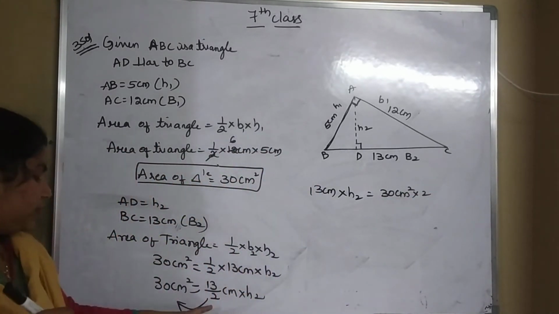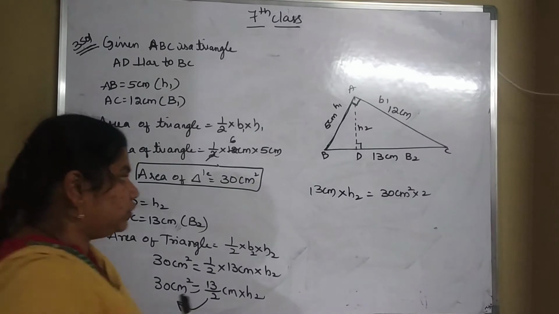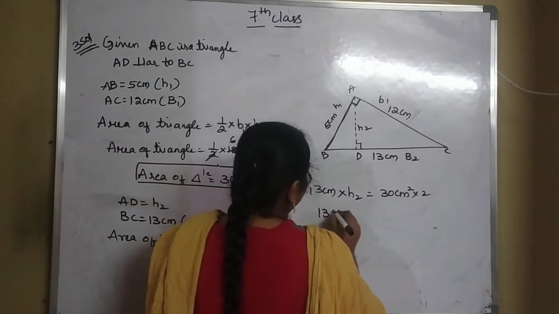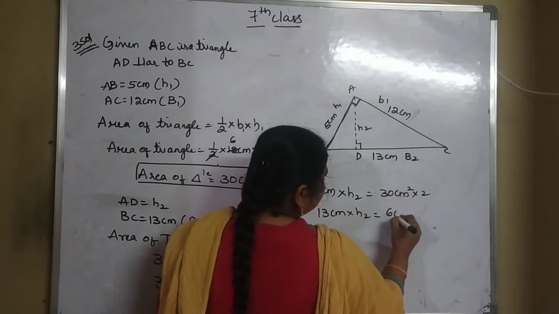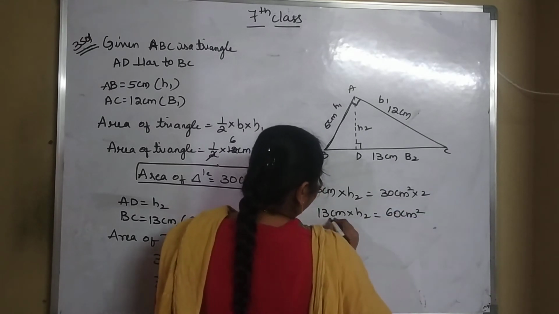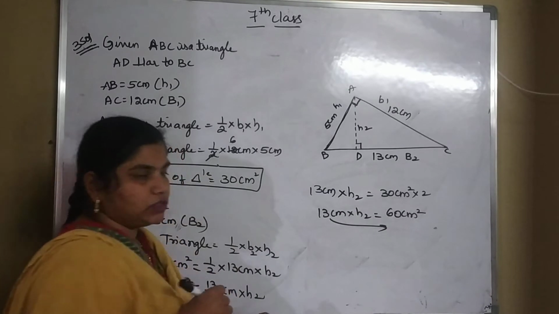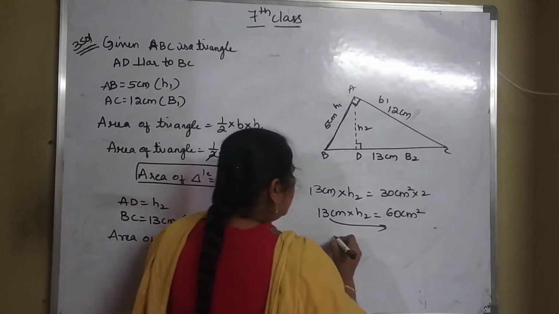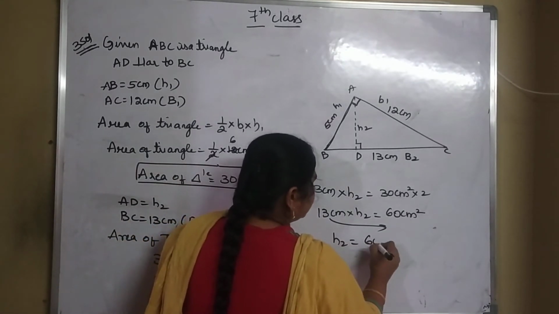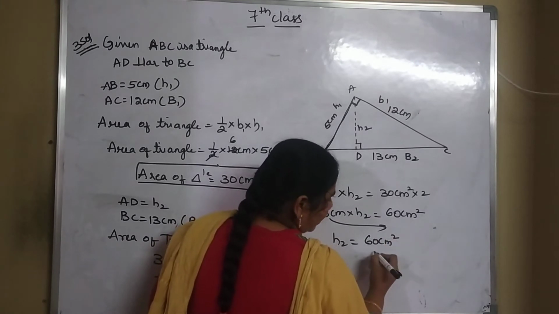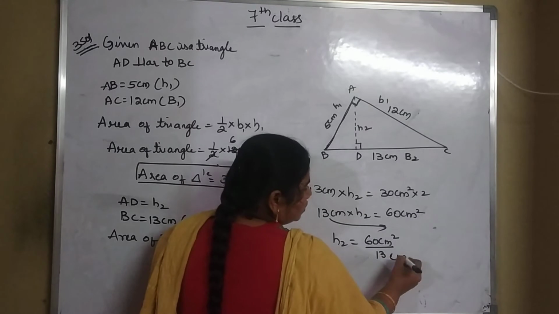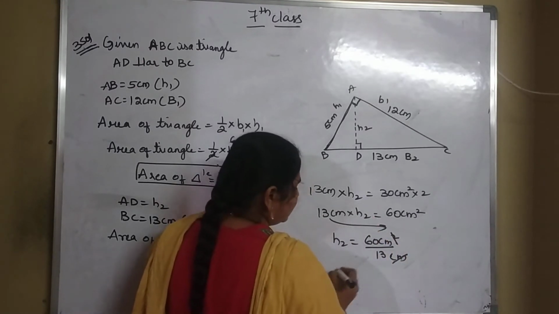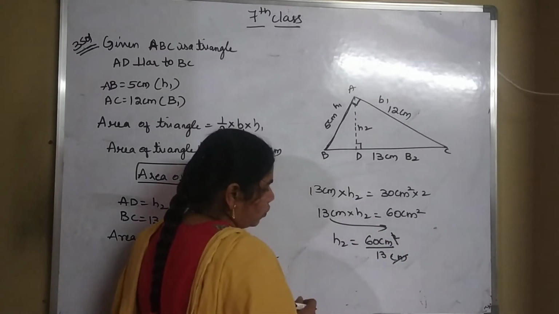Okay, so this division has converted into multiplication. So 13 centimeters into H2 is equal to 60 centimeters square. Now transpose 13 to the other side, so that will be converted into division. So H2 is equal to 60 centimeters square by 13 centimeters. So centimeter will get cancelled. In 13 table, 60 will not go.